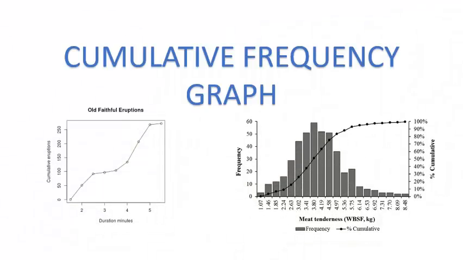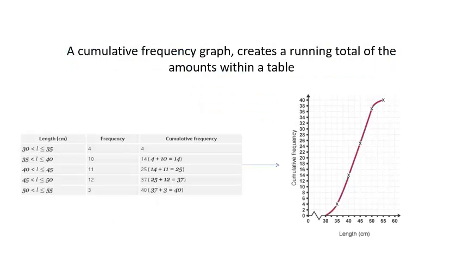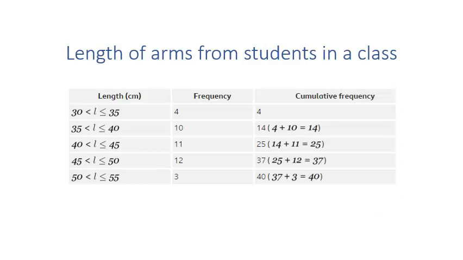Cumulative frequency graph. A cumulative frequency graph creates a running total of the amounts within the table. Suppose this example taken from students in a class. Notice at the right side that you are adding the previous frequency.